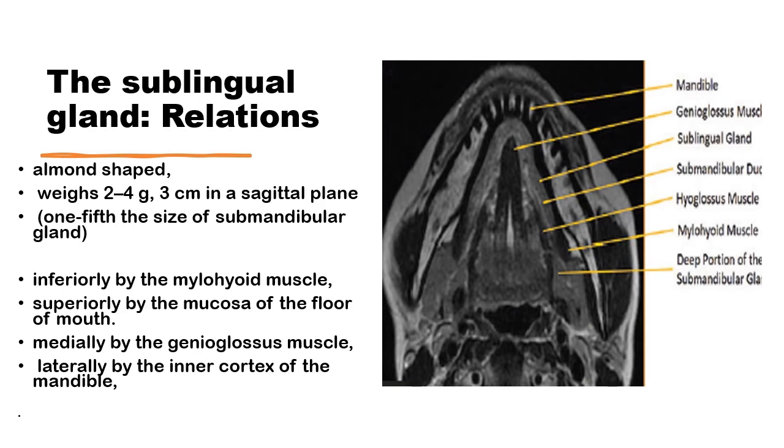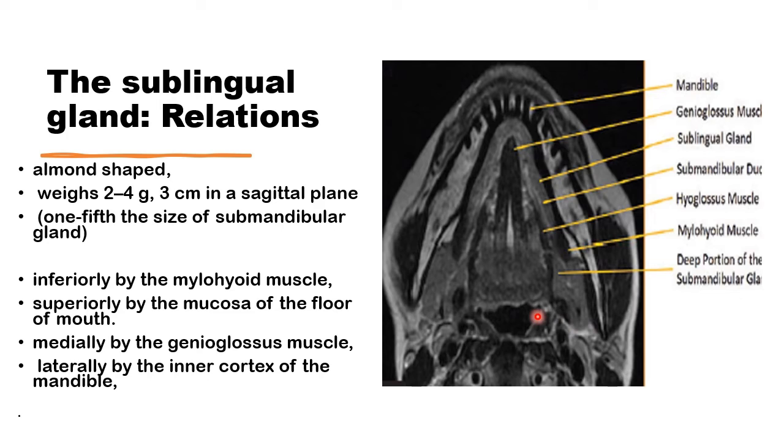Here is the imaging anatomy of the sublingual gland on this MRI scan. You could see the almond-shaped flat structure of the sublingual gland. It measures about 3 centimeters in a sagittal plane, and its weight is again about 3 grams. This is just about 20% of the weight of the much larger submandibular gland.